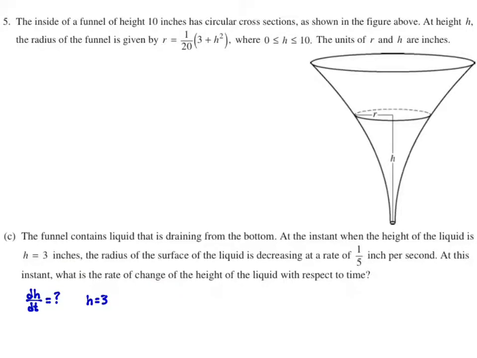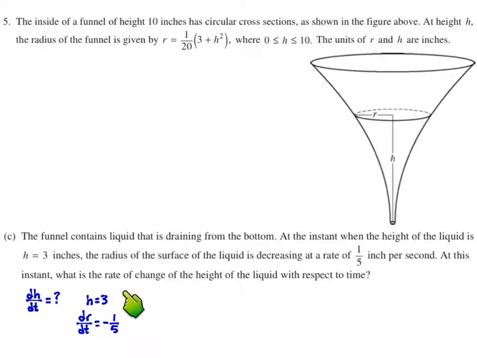What we know here, based on what's given, it says at the moment when h equals 3, so I'm going to write that down, when h equals 3, the radius of the surface is decreasing at a rate of 1/5. So the radius is decreasing at a rate. Well, that means our dr/dt, or r prime, is going to be negative because r is decreasing. So it's going to be negative 1/5. So we'd say dr/dt is negative 1/5, or you could just say r prime is equal to negative 1/5.